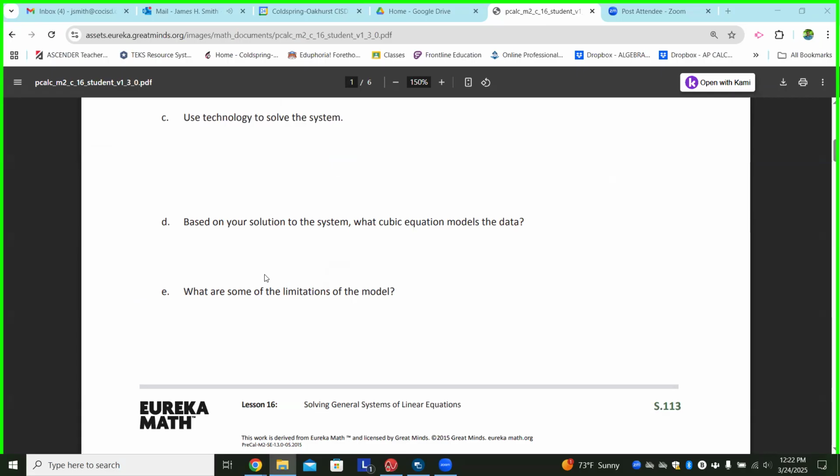Okay, so part D again was just those answers either in fraction or decimal form. All right. Then in part E, it says, what are some limitations of the model? So the model is what you just got in part D. What would be some limitations to this model? It's ugly. It's cubic. So what's a cubic model look like? Anyone know? A cubic function. That's what a cubic function looks like if you don't remember.